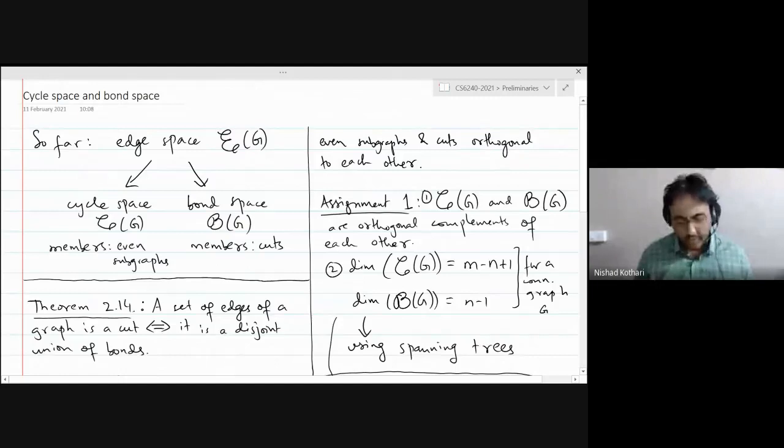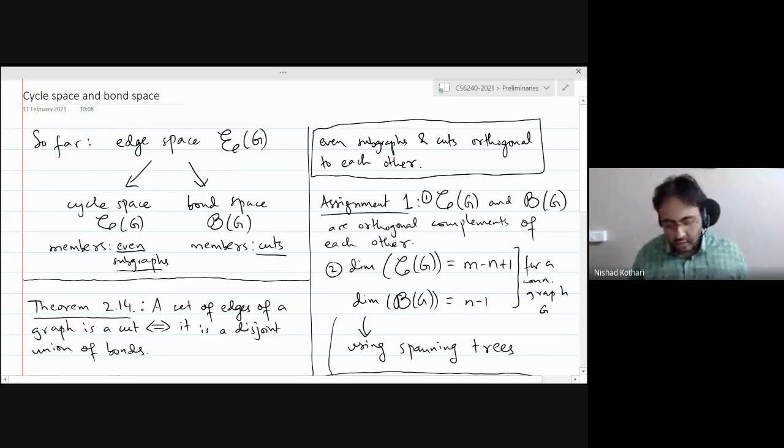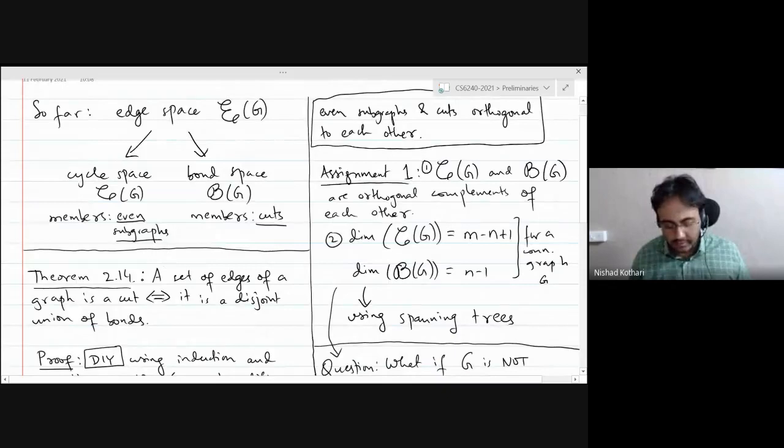We saw the edge space of the graph, and we have seen two subspaces, cycle space and bond space. The members of the cycle space are the even subgraphs, and the members of the bond space are the cuts of the graph, right? And we have seen that the even subgraphs and cuts are orthogonal to each other. On the assignment, you will be showing a few things. Well, there are several problems. In particular, you will be showing that the cycle space and the bond space are orthogonal complements of each other.